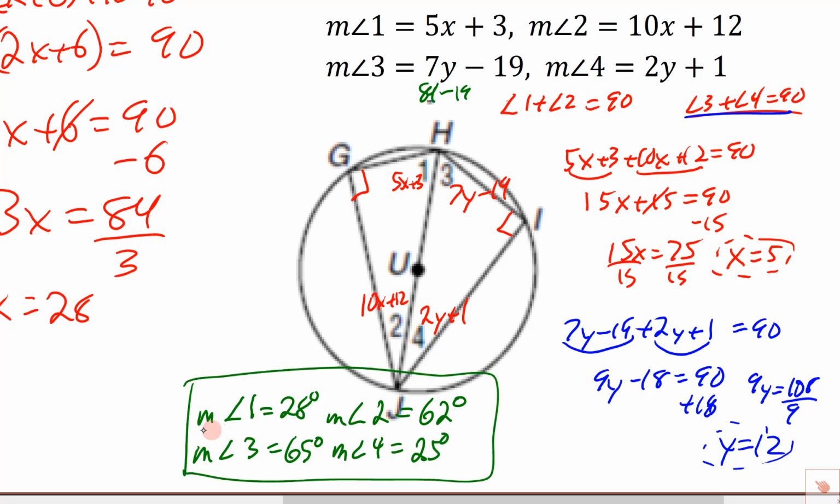We've got the measure of angle 1 and angle 2, and the measure of angle 3 and angle 4. And hopefully we're in good shape. Now, I was yakking the whole time. That took about 25 minutes to do all those problems. The test, I think, will be easier than that and go much quicker. All right, good luck.